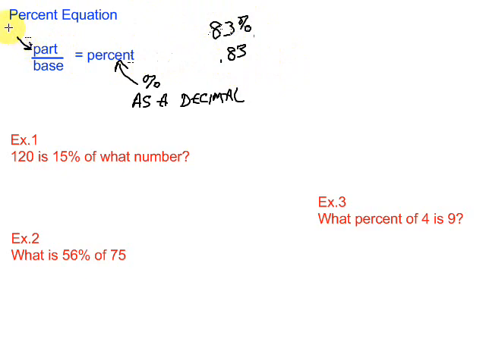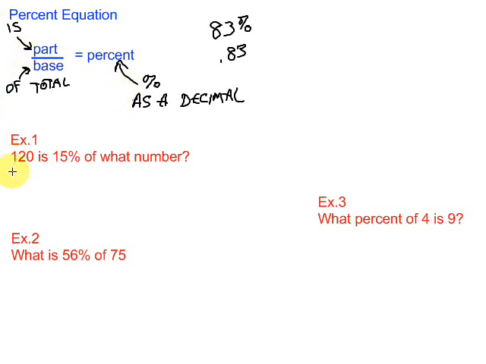With the part, we're looking for the keyword is, and with the base, we're looking for the keyword of, or we're looking for the total. One of the two, depending on the type of problem that we're working with. So let's take a look at an example here.